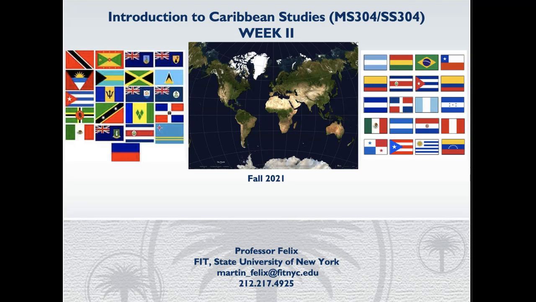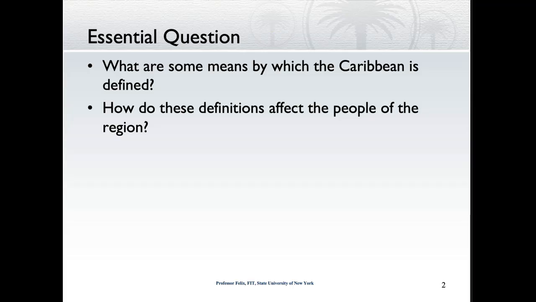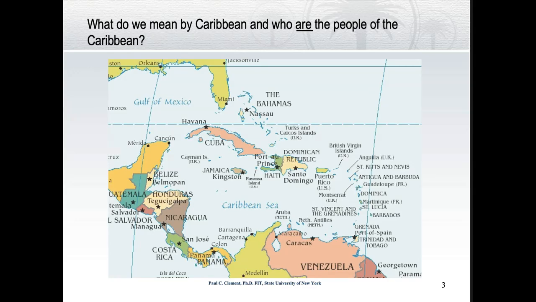What are some means by which the Caribbean is defined, and how do these definitions affect or impact the people of the Caribbean region? So, what do we mean by Caribbean, and who are the people of the Caribbean? That's the first issue. Now, this is a map, of course, of the Caribbean. You guys are going to become very familiar with the Caribbean map. But how was the Caribbean formed?